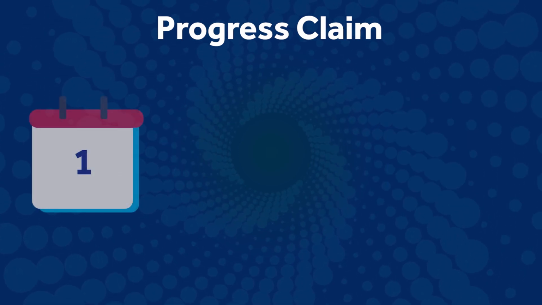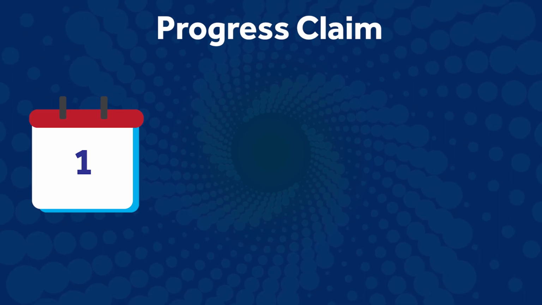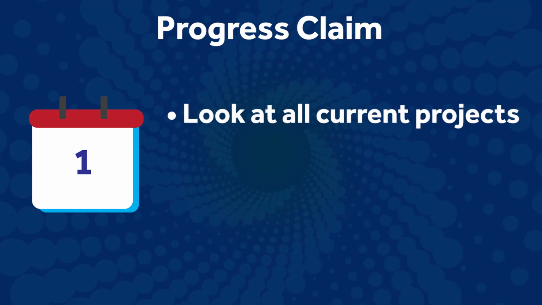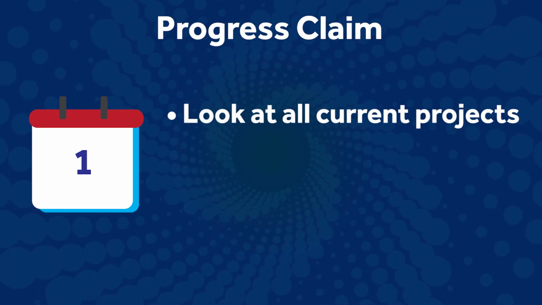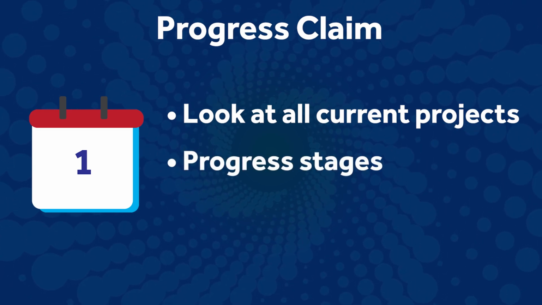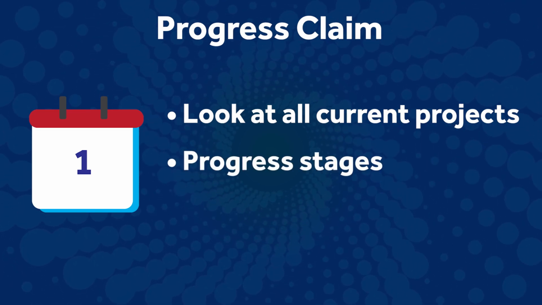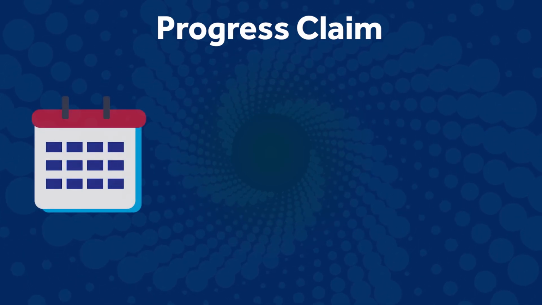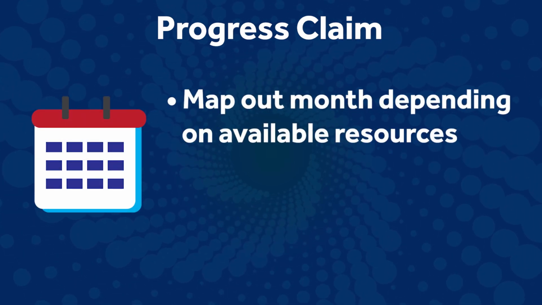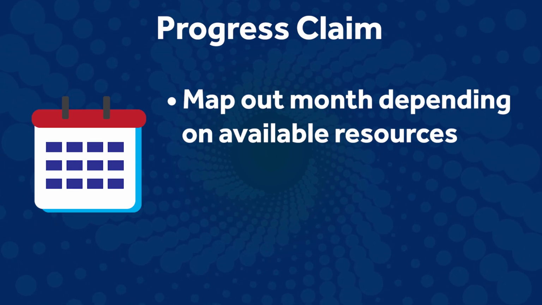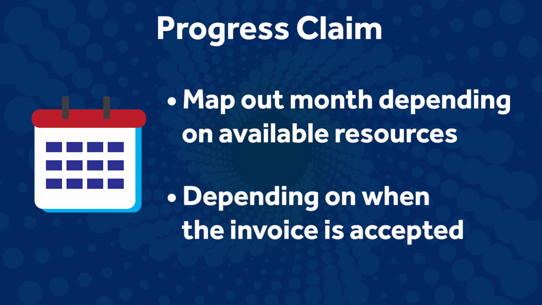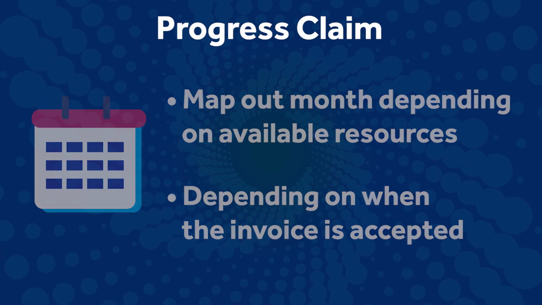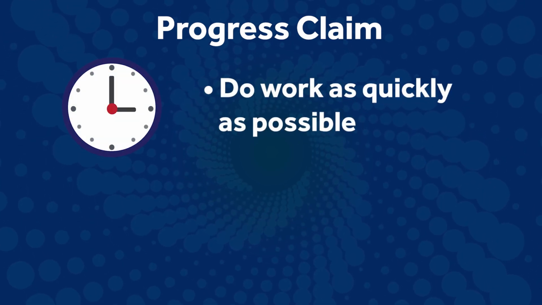What they did in this circumstance is, at the start of every month, they looked at all the projects they had on the go, all the progress stages that they were at, and how far out they were from completing it. So they would map out their month in terms of where they deployed resources, depending on when the clients would accept their invoice.